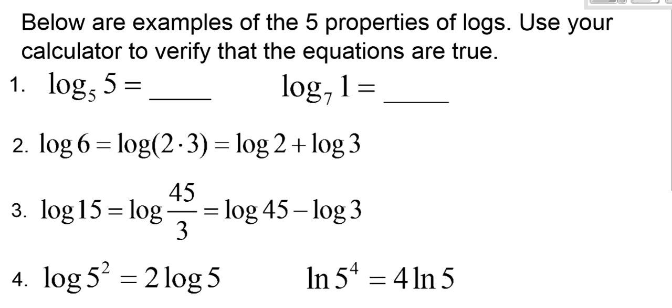So this first example, all of these come from the previous properties we were just talking about. But this first example is, remember, logs always ask base to what power? So it's saying 5 to what power equals 5? Obviously, that answer is 1. Whenever these two numbers are the same, cancels out, just 1.